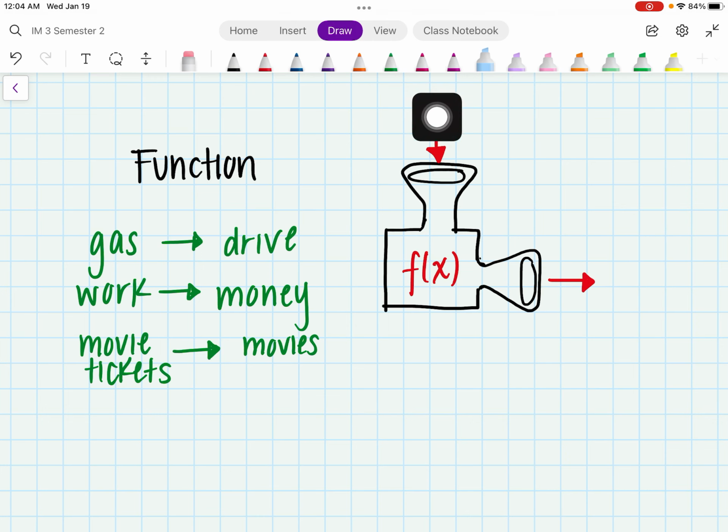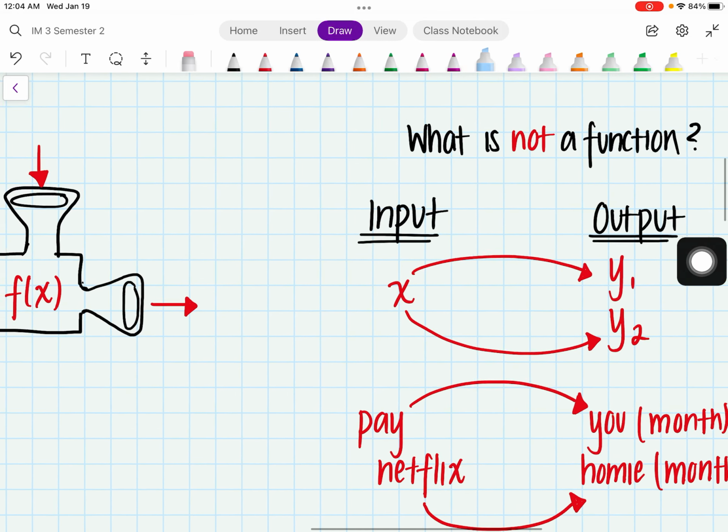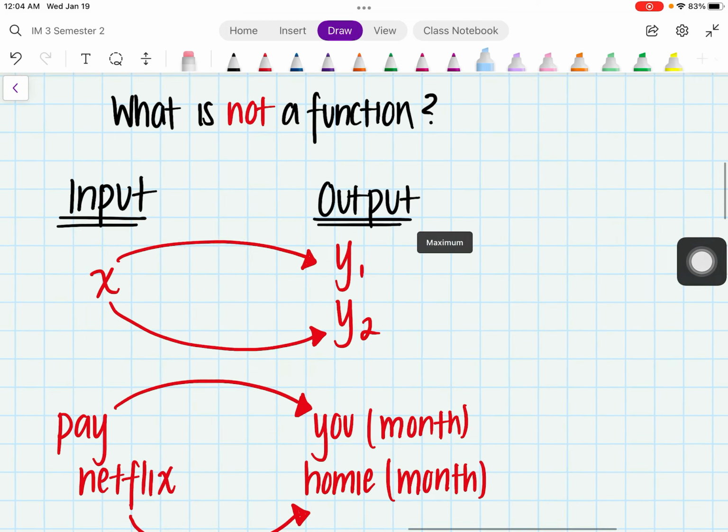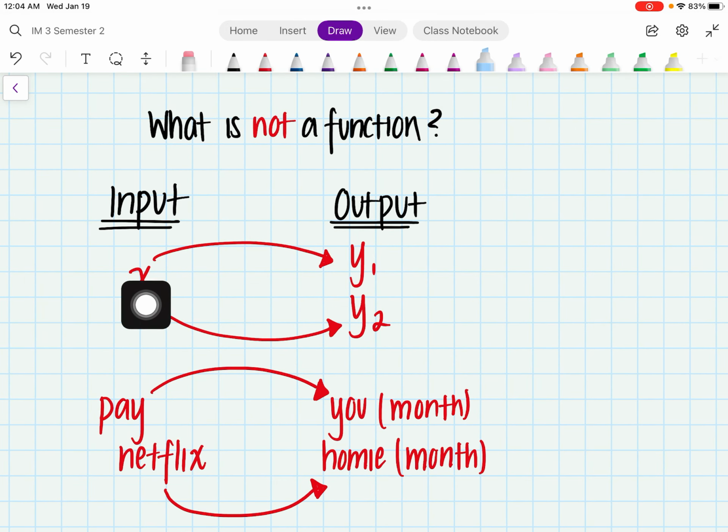Another way we could see a function is, once again, there's something going in and that results in an outcome. So there's an input for every output that goes out. For example, if you have gas, then you can drive. If you work, then you have money. If you buy movie tickets, then you watch movies, right? And we could go on, right?